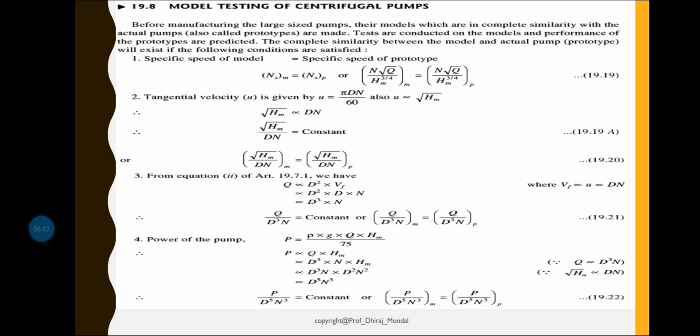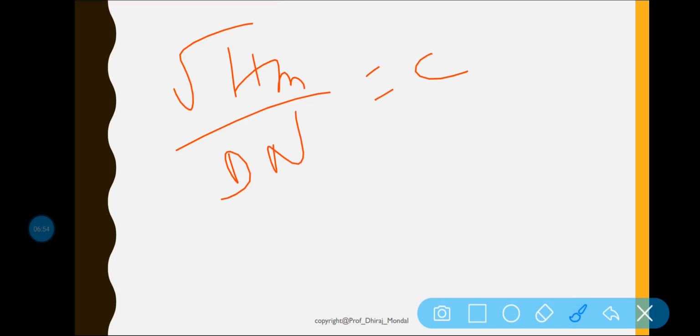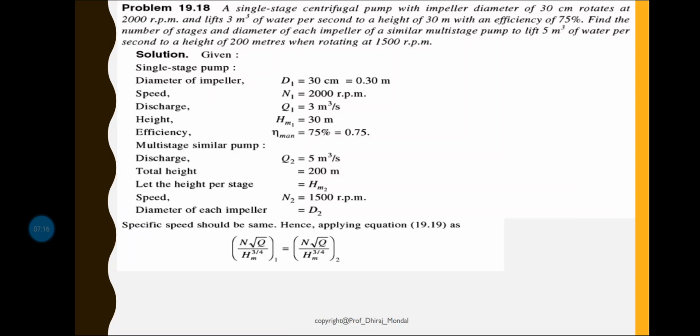So remember, three equations we have got. One is root Hm by dn is equal to constant. Number two, Q by n d cube is equal to constant. And number three, P by n cube d to the power 5 is equal to constant. Based on these three equations, you have to solve the numericals.